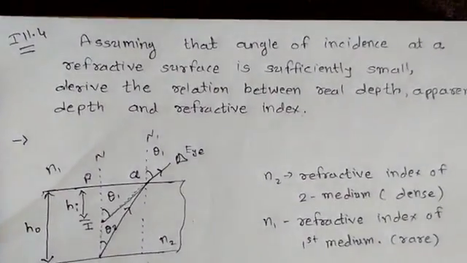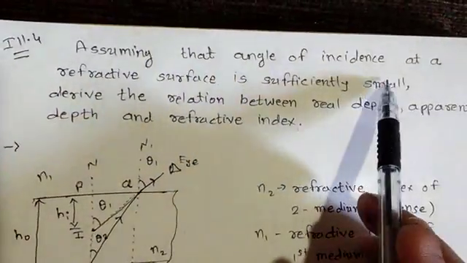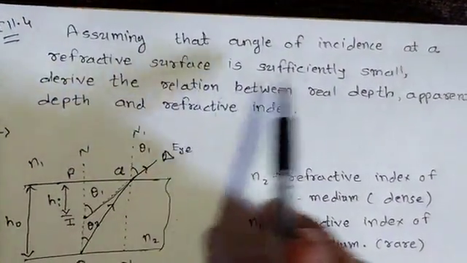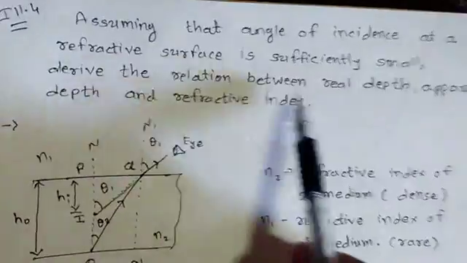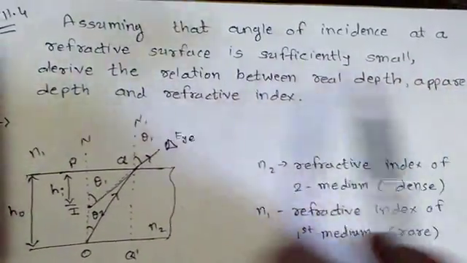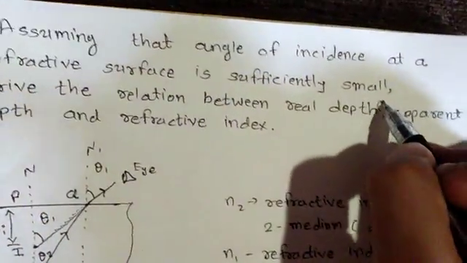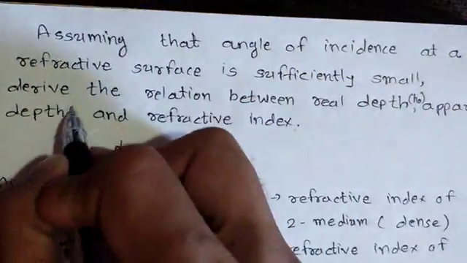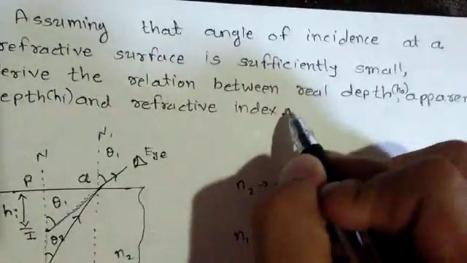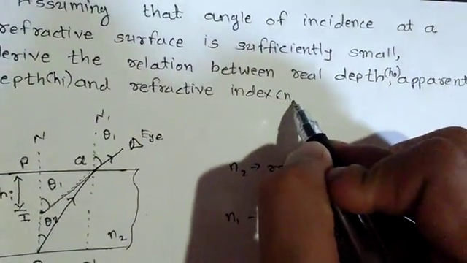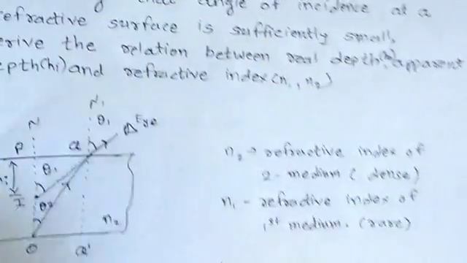Illustration 4. Assuming that the angle of incidence at a refractive surface is sufficiently small, derive the relation between real depth, apparent depth and refractive index. Here the real depth is going to be HO, apparent depth is HI, and the refractive indices of the respective materials are N1 and N2.